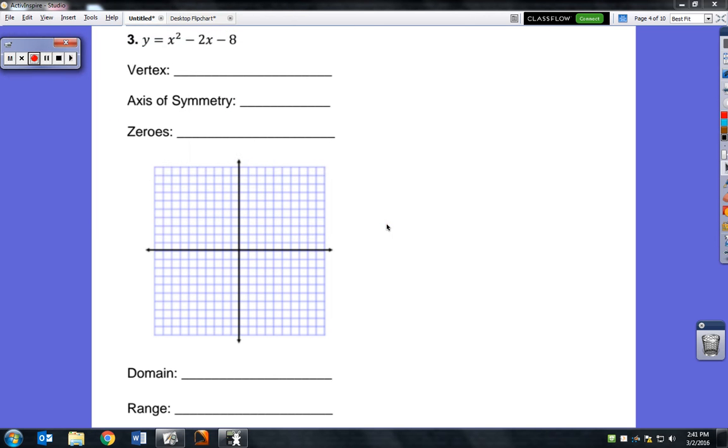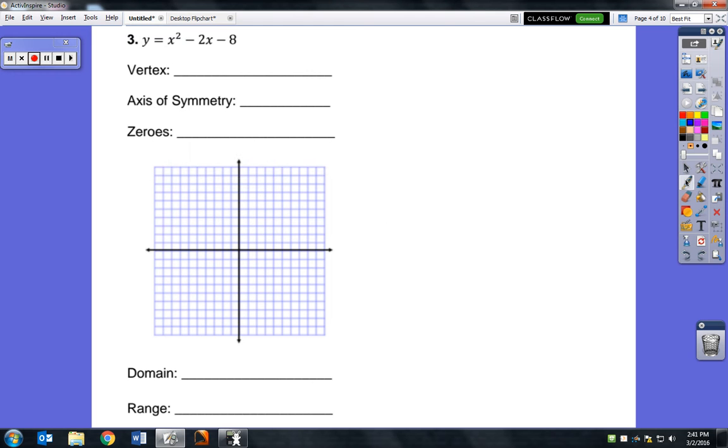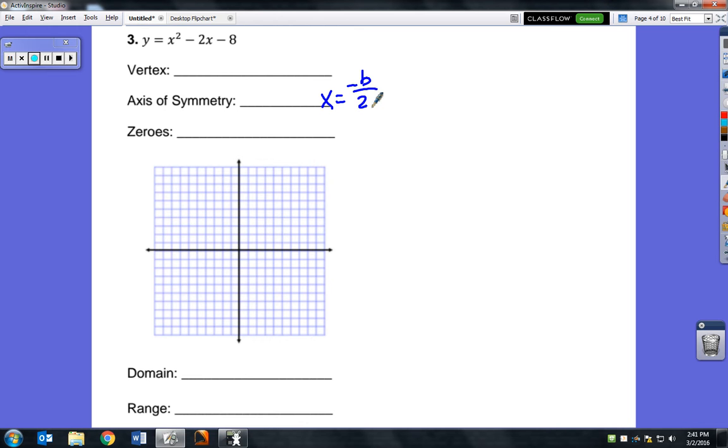Alright, now we're looking at problem number 3 on the review. It is in standard form. Our function is in standard form, so that means that we can use our little trick of x equals negative b over 2a. So in order to use that formula, we're going to have to find our a, our b, and our c. The a is the value that's next to the x squared, which there's not a number that we see out front, which means it's a 1.